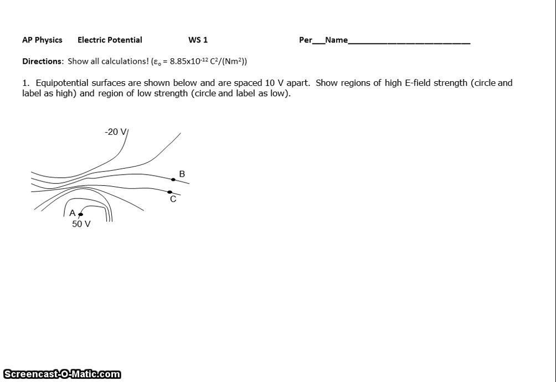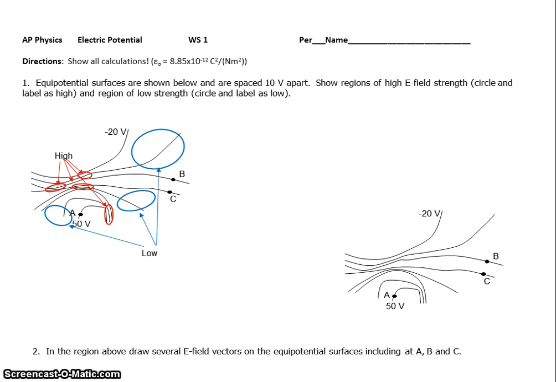Then we started on the electric potential worksheet 1. We actually did a little bit of this before, but we did a little bit more just to review. Figure out the regions of low and high potential. The high potential places are where the potential surfaces are closest together. And the places where it's a low potential is where it's really spread out far apart.